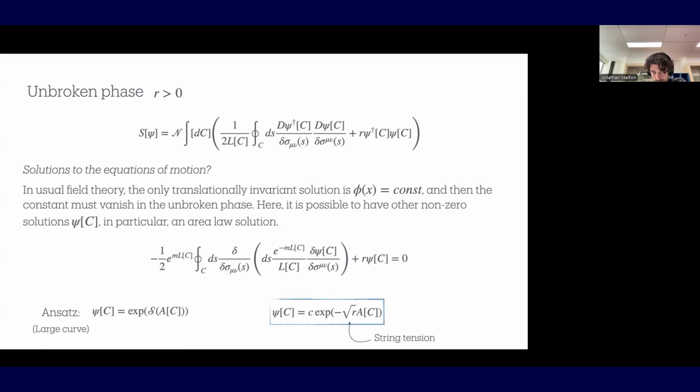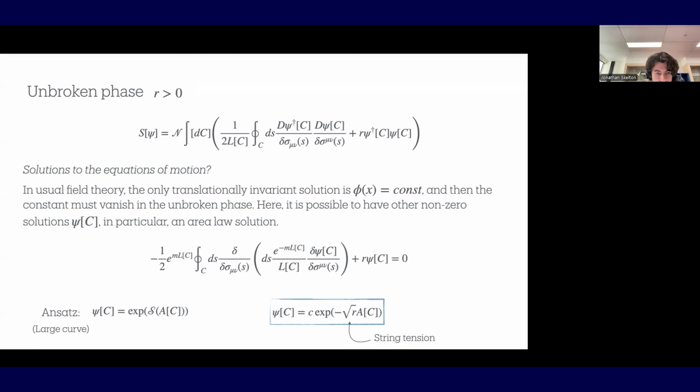We need a large curve. And if you do so, then you plug this ansatz in the equation of motion, and at leading order, when you throw away a few terms, you obtain the square root of R times the minimal area as a solution, where you can interpret the square root of R as a string tension. So it's very similar to what we found before, but everything is built such that it's similar. So that's very surprising.